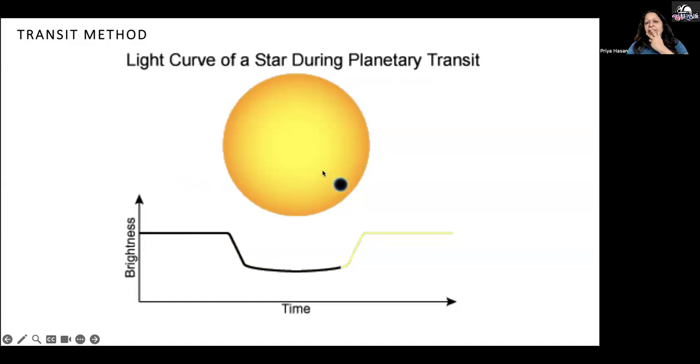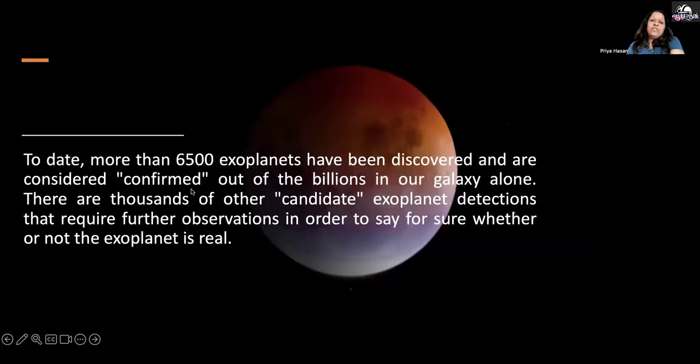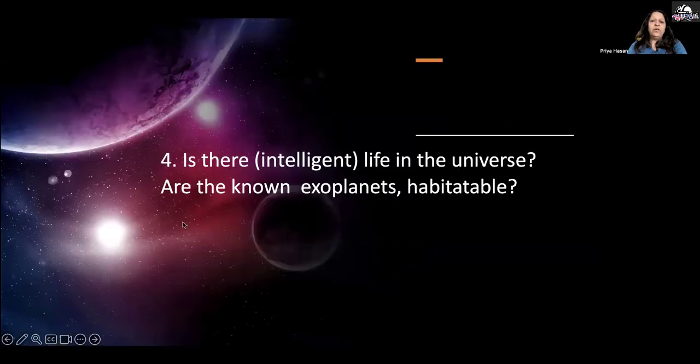Now, the other method to find an exoplanet is called the transit method. That means you look at the light coming from a star. If there's a dip in the brightness, you know that a planet comes in front of it. This can be due to different causes also. There could be a variation in the brightness of the star, or it could be a binary star, which can cause the transit, but it could be a planet. So, to date, we know about 6,500 exoplanets, and they are confirmed, but there are many candidate exoplanets also. So the answer to question number 3 was yes, there are planets outside our solar system.